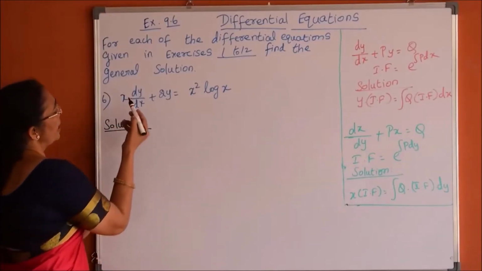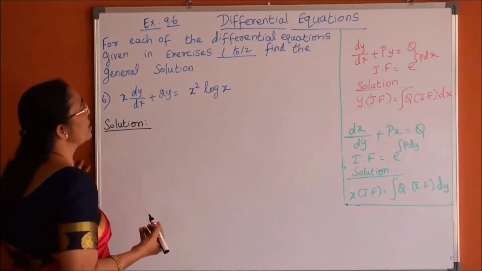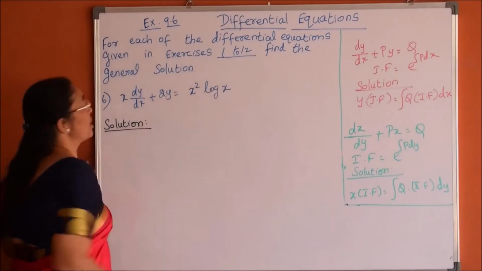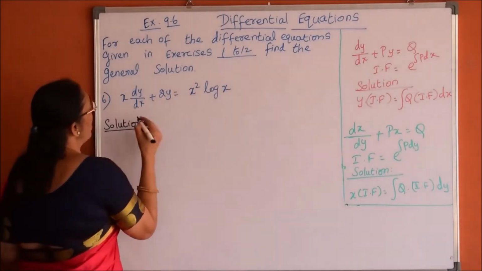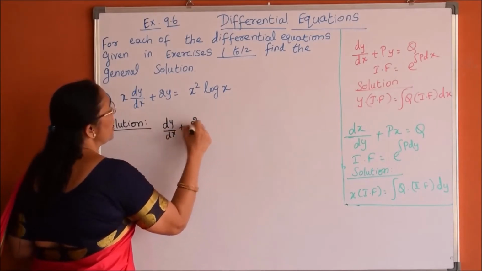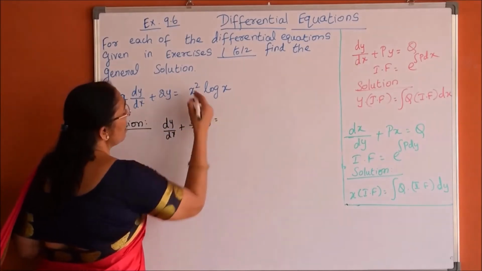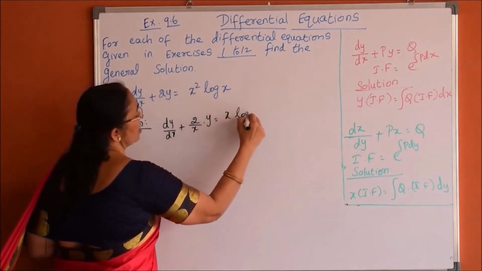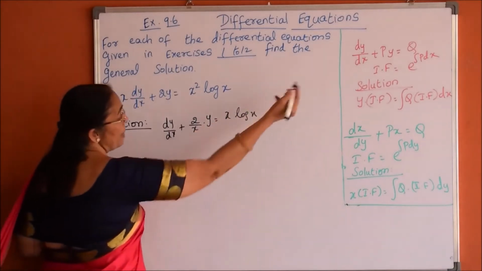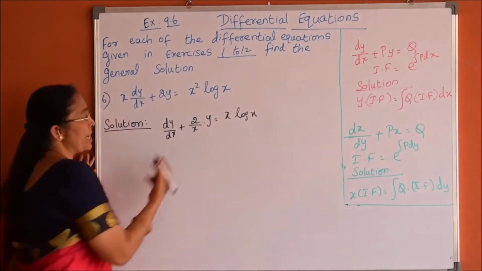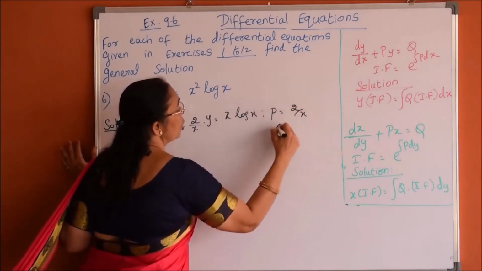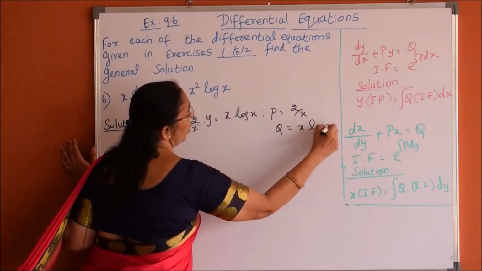Sixth problem: x dy by dx plus 2y is equal to x square log x. Let us try to bring it into the first form. So we divide throughout by x, and we will get dy by dx plus 2 by x into y is equal to x log x. Dividing by x, it becomes x log x. Now comparing with the first order linear differential equation, our p value is 2 by x and our q value is x log x.